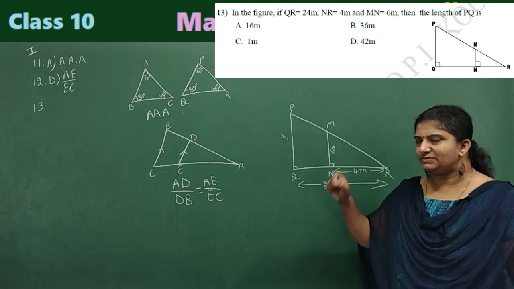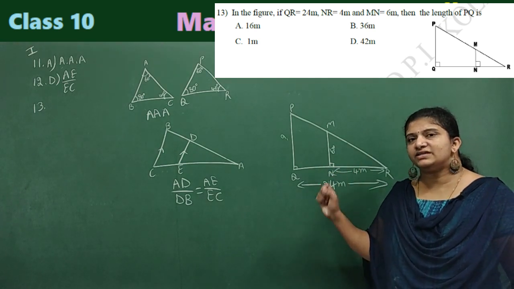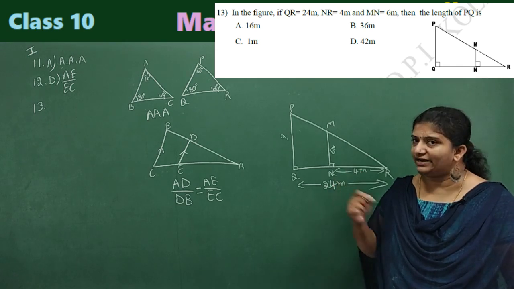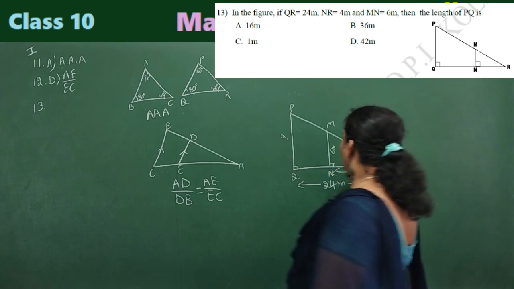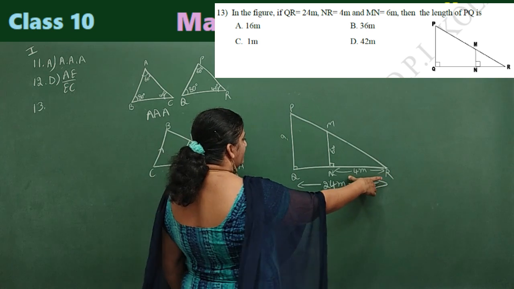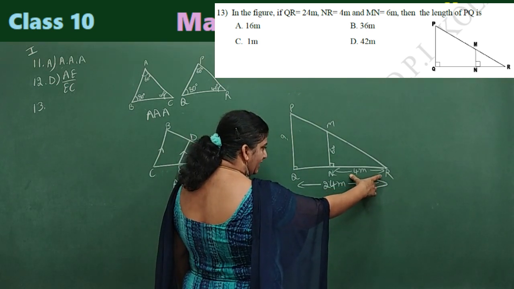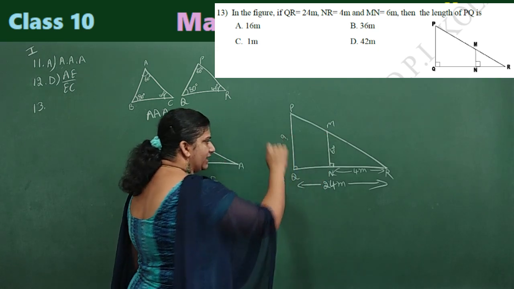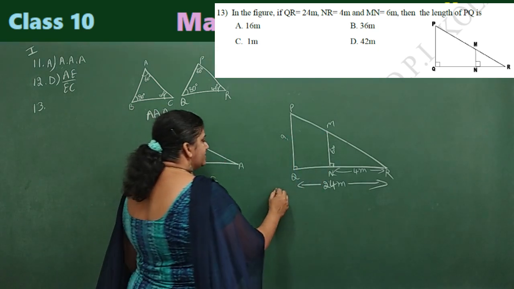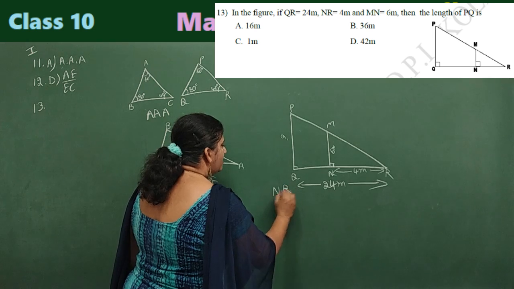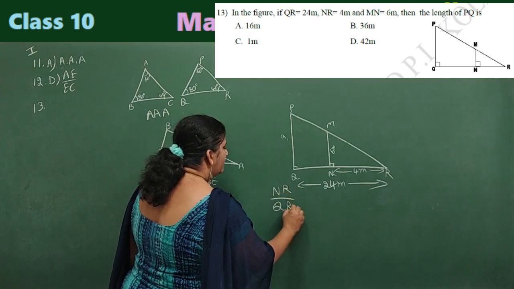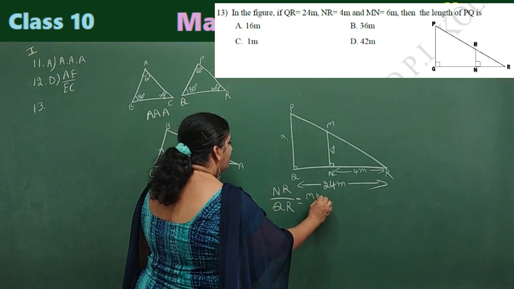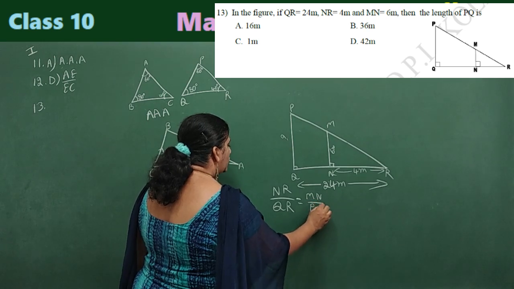If they are similar, we can equate their ratio. So, how are we going to compare this ratio? See here, small triangle side by big triangle side. That is, NR by QR is equal to MN by PQ.